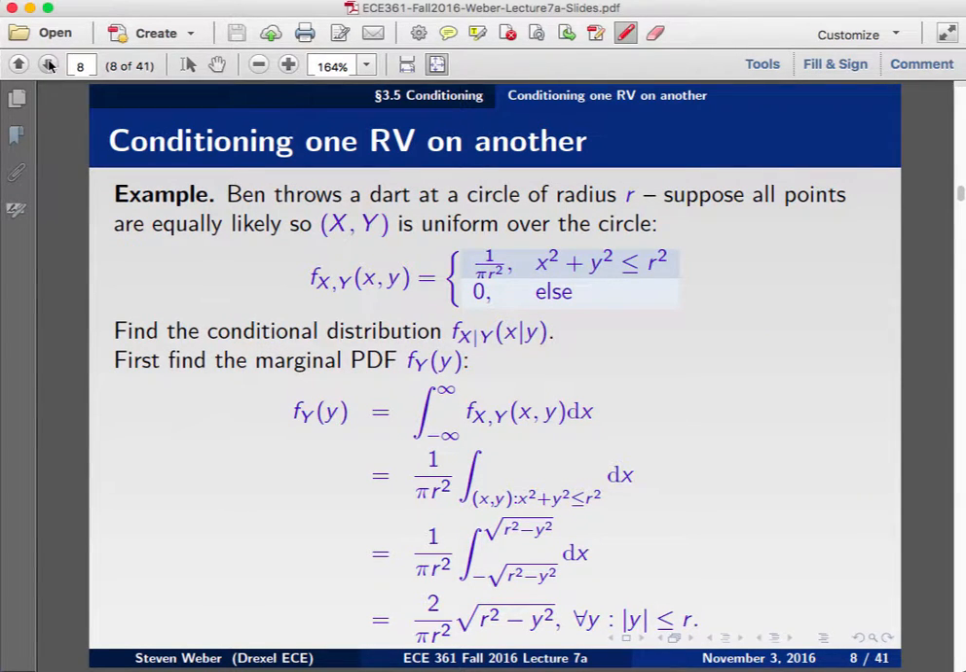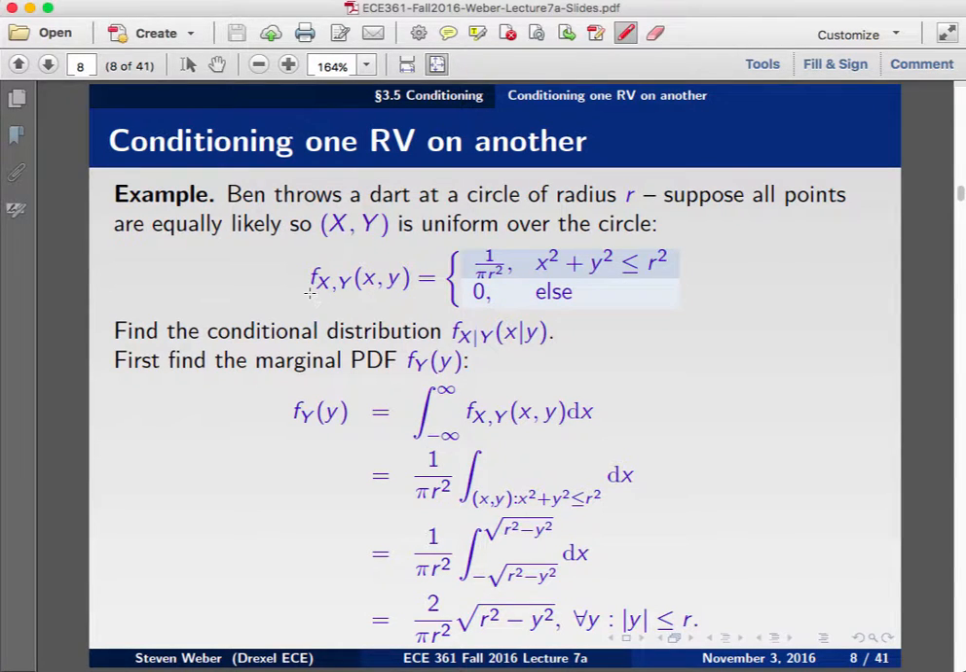Let's do an example. So in this example, we're considering a dartboard. A dartboard is simply a circle of a given radius r, and when we throw the dart, we suppose, because we aren't very good at darts, that all points are equally likely. But we are guaranteed to hit the dartboard itself, and so in fact the point we get, which we represent by the random pair X, Y, is uniform over the circle. That's what it means to be uniformly likely for all possible points.